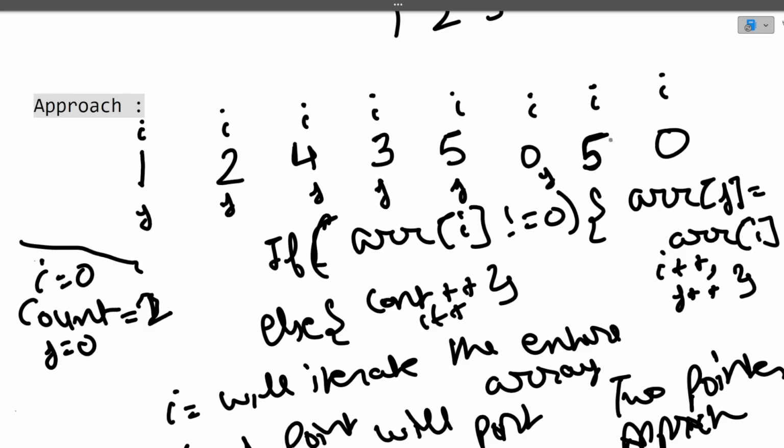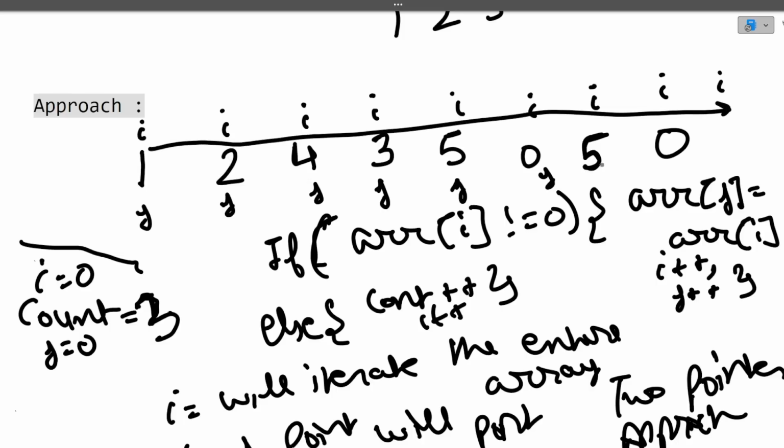Now j is pointing to this. I is 0, so we increment the count from 2 to 3. Three zeros are present and j is at this position only. After we have encountered 0, i will go here, that is, you have traversed the entire array. So now see, all the non-zero elements are already present in the front of the array: 1, 2, 4, 3, 5, keeping their positions preserved. Now see, where is j?